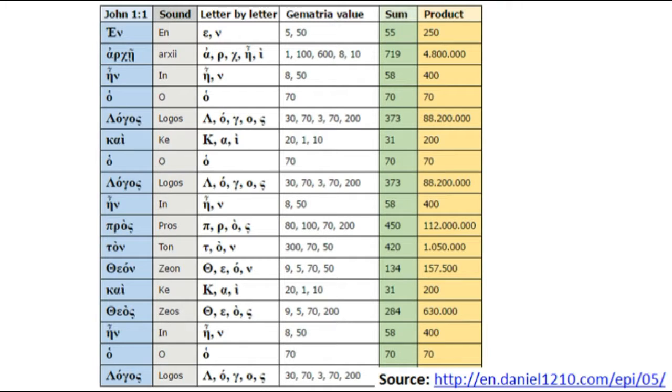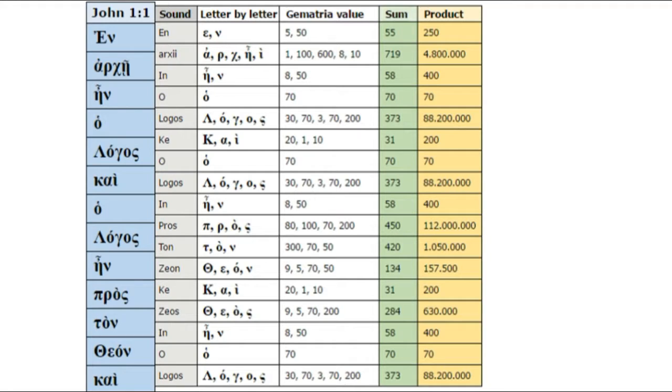As we did for the case of Genesis 1:1, written in Hebrew, let's do now for the first John 1:1, written in Greek. We obtain a similar table, but now it is a little bit bigger, because the first John 1:1 has 17 words. The structure of the table is similar to the one we have seen for Genesis 1:1.